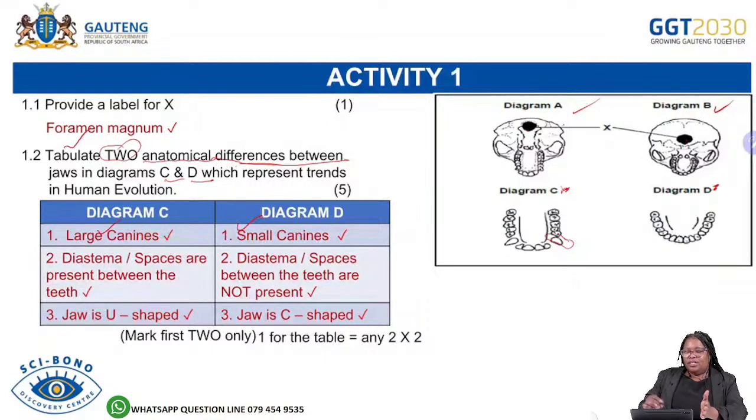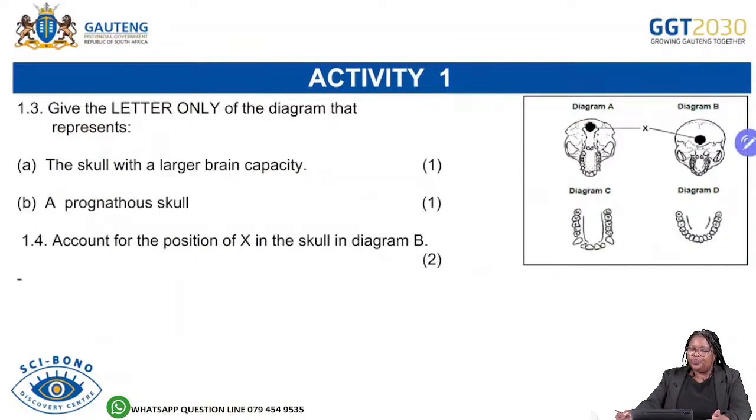So large canines, small canines. Right, diagram C, what do you see there? We've got spaces. There's diastema. Spaces are present in between the teeth, whereas there's no spaces in between the teeth in humans. And then the last one, the jaw is U-shaped. It's like a U, but then this one, the jaw is C-shaped. Remember, we said it's semicircular, okay?